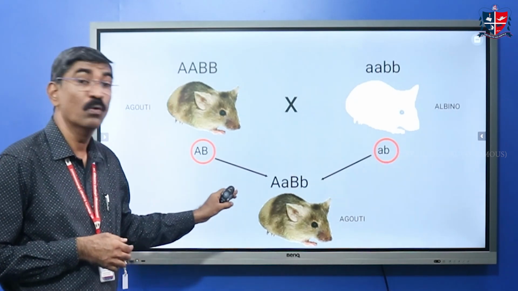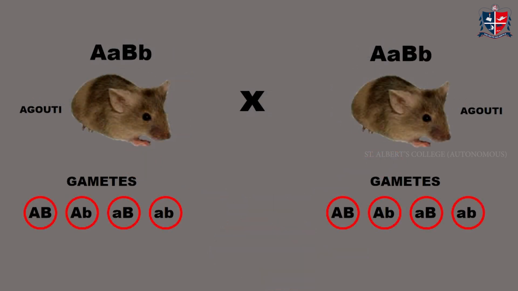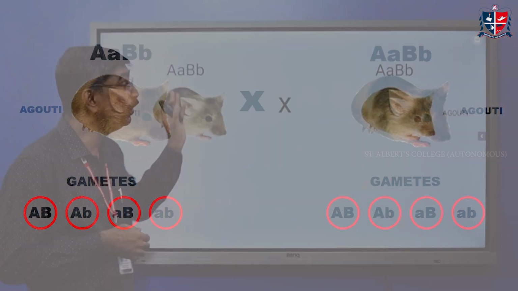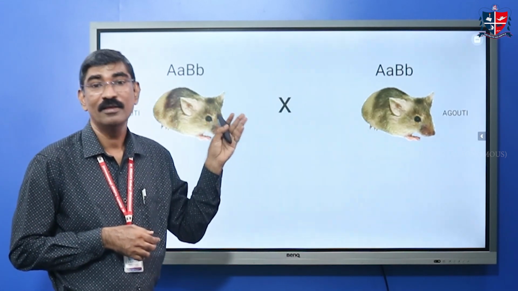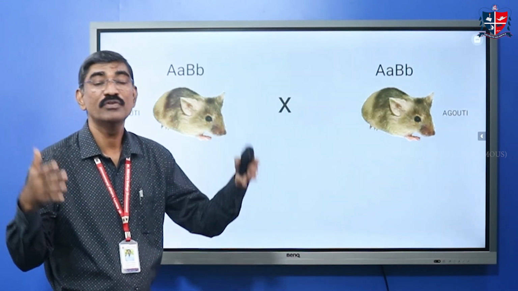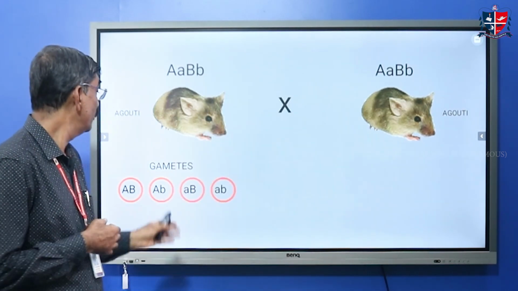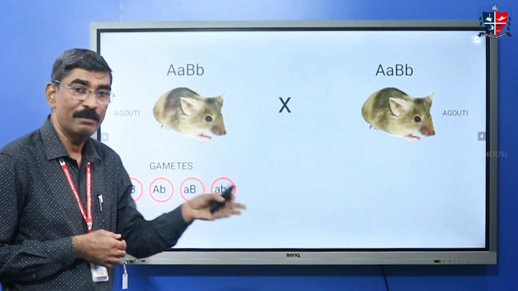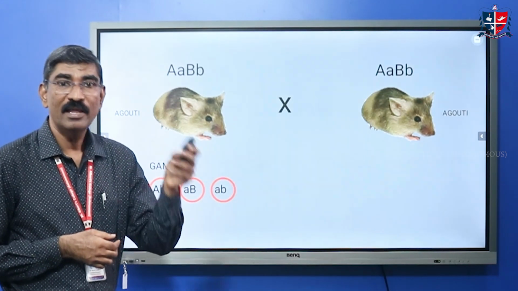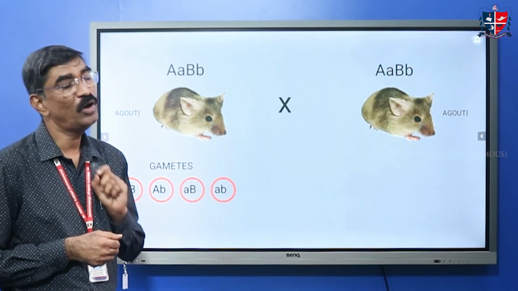Now let us cross two such agouti mice and see what is going to happen. You are going to cross two double heterozygous agouti mice, so the genotype is capital A, small a, and capital B, small b. You are crossing two similar agouti mice. Here you can see these mice can produce four different types of gametes: capital A, capital B; capital A, small b; small a, capital B; and small a, small b.